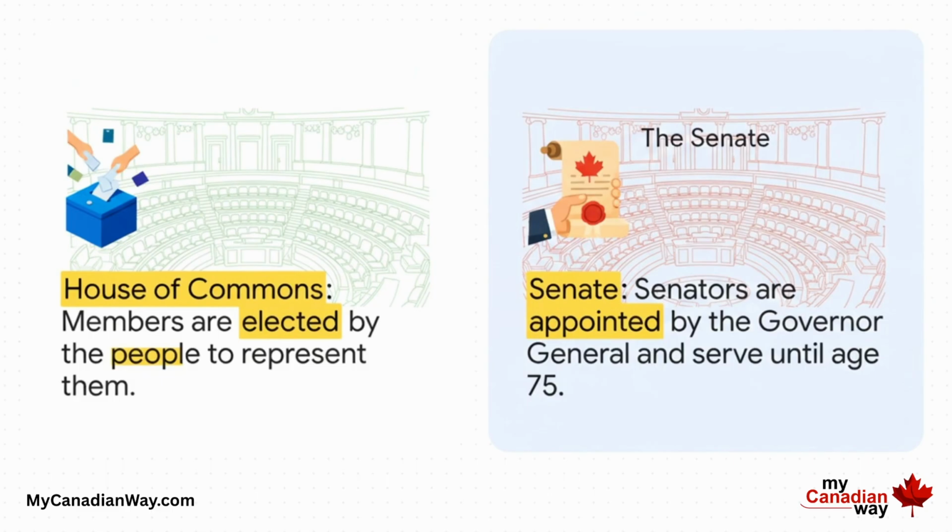So this slide shows us the big difference between the two houses. The people in the House of Commons are elected. We vote for them. We call them members of Parliament, or MPs for short.